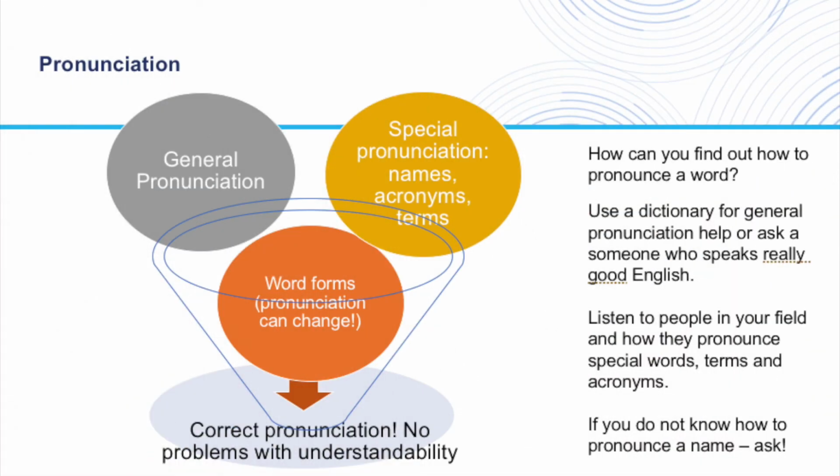Pronunciation. Sometimes you learn a new word through reading. You never hear the pronunciation, and all of a sudden you have to use it. What to do? Well, use a dictionary. Paper dictionaries will give you a guide to help. Online dictionaries will actually pronounce the word for you. You can also listen to how your colleagues use the words and ask a person for help.